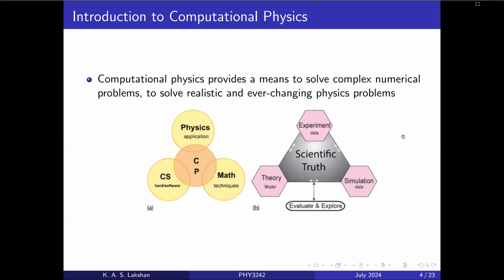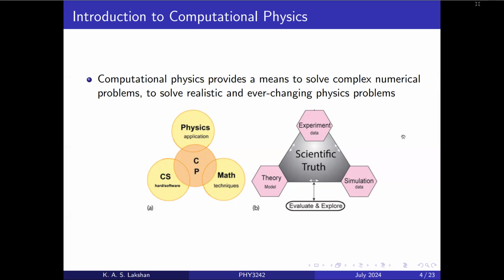Now, what do you know about computational physics so far? I think all of you have followed mathematics, physics, as well as computer science, right? Computational physics is an interdisciplinary study in all these subjects. It involves computer science, mathematics, and physics all together. We'll use it to solve complex numerical problems, to solve realistic and ever-changing physics problems.